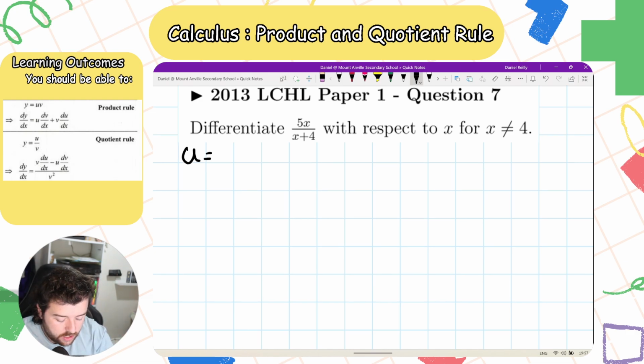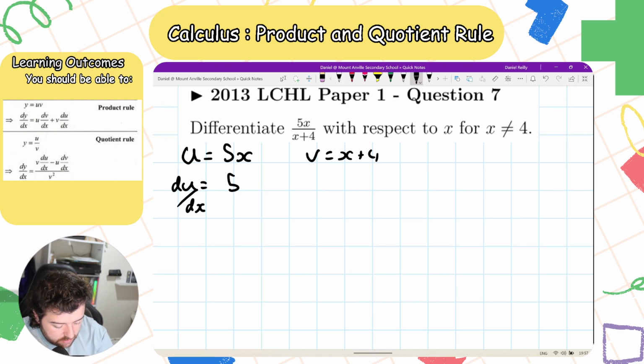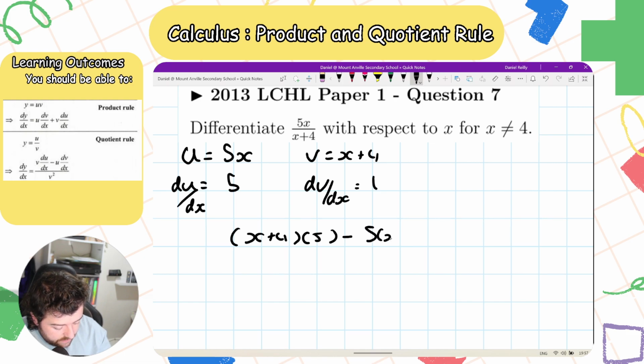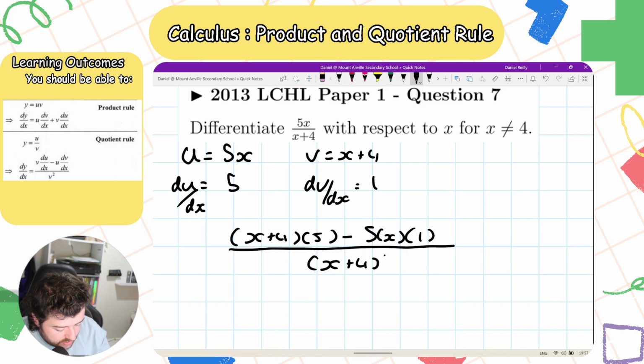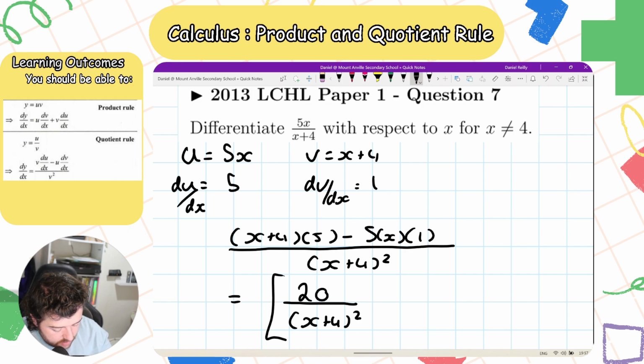So u is equal to 5x, du dx is equal to 5, v is equal to x plus 4, dv dx is going to be equal to 1. That is going to be x plus 4 times 5 minus 5x times 1 all over v squared, which is just going to be equal to 5x plus 20 minus 5x. Well, that's just going to be 20 on top over x plus 4 squared. There's my first derivative there.